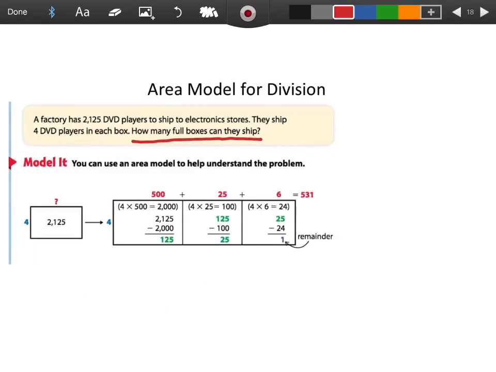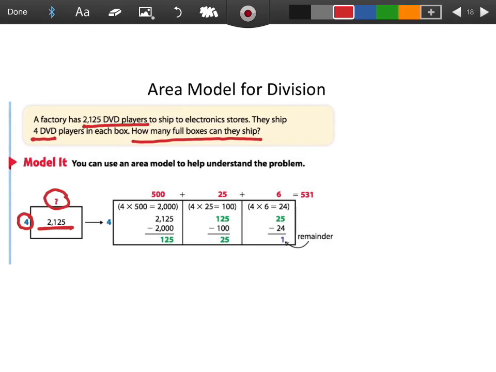The factory has a total of 2,125 DVD players. So that's going to be the dividend in my problem because that's the amount that we have. And they ship 4 DVD players in each box. So the 4 is my divisor. So let's look at this model down here. Oh my goodness, that's an area model. Except this time, we know what's on one side and we know what's on the inside. We're looking for what goes on the top.